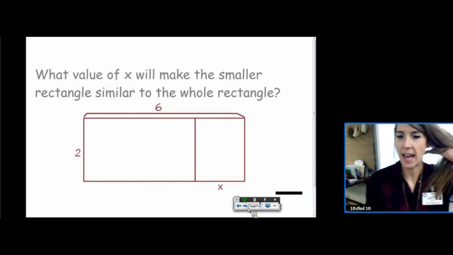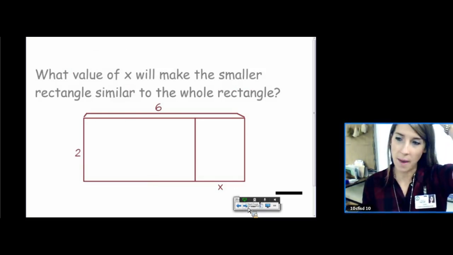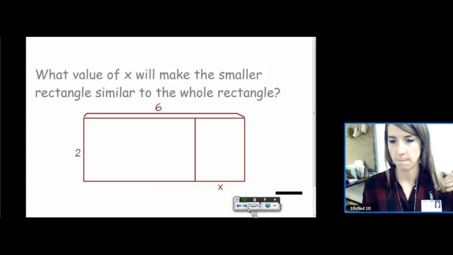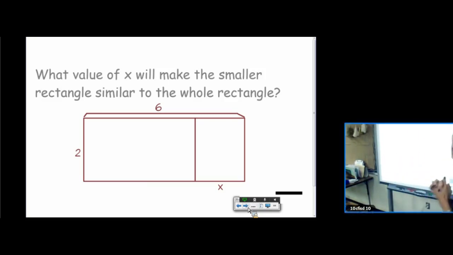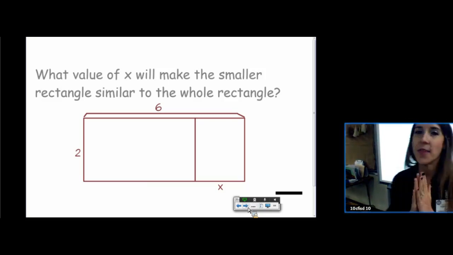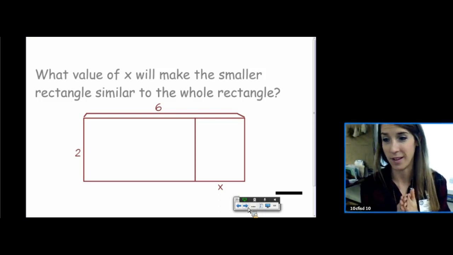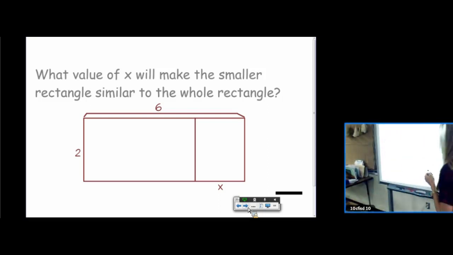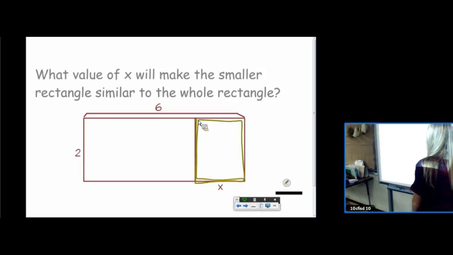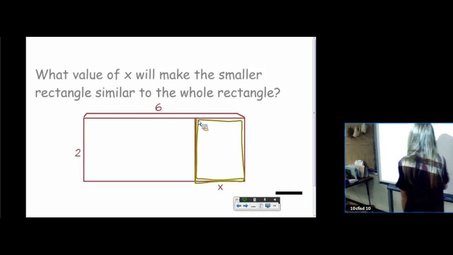Last problem of the day. I'm going to let you think about this one. Let me know when you have an answer. So we have to make sure that we are matching up the corresponding sides. So when we look at these rectangles, first of all, we're comparing the green one to the red one.